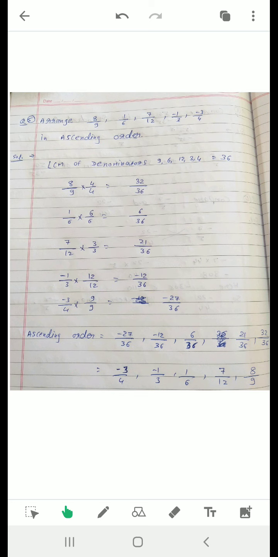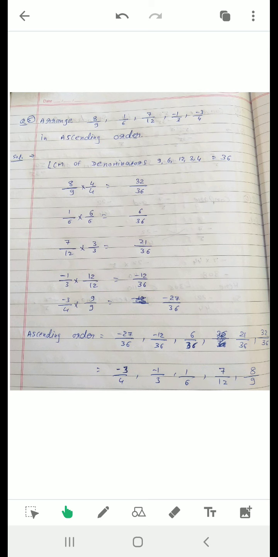Next, arrange the following in ascending order. We have already arranged fractions in ascending order. So here we need to arrange the rational numbers in ascending order. What was step number 1? First step, we need to find the LCM of denominators. That we have done in fractions also. Here also we will do the same thing. Find the LCM of denominators.